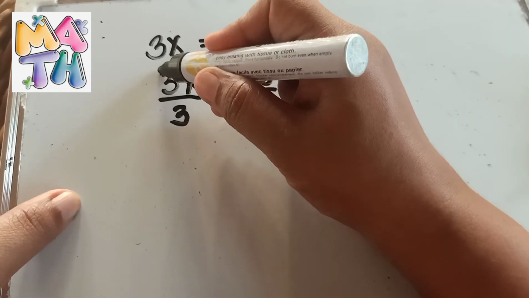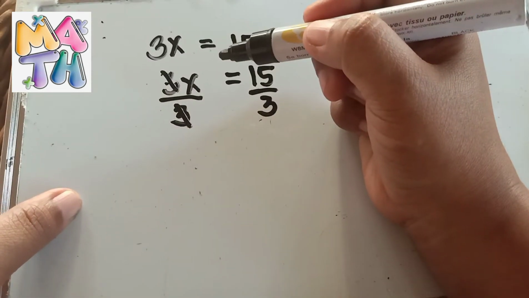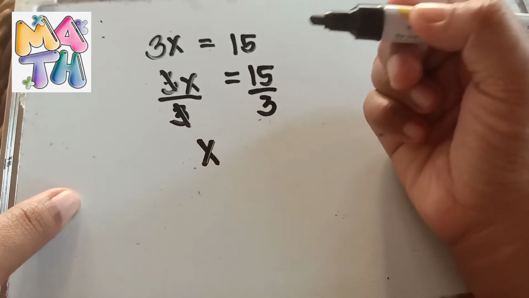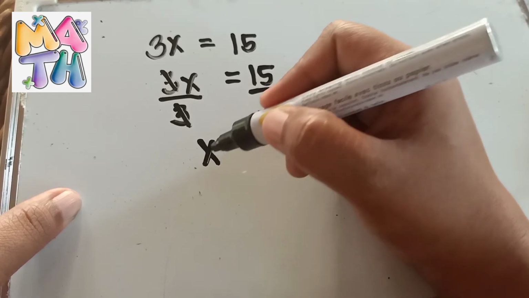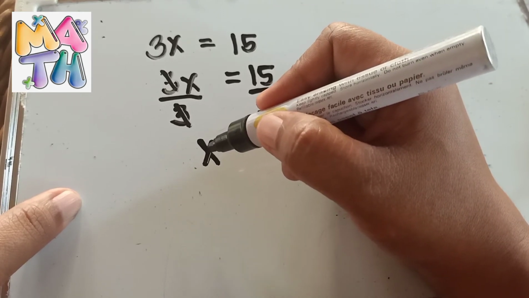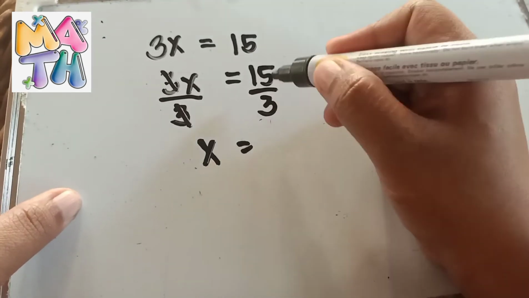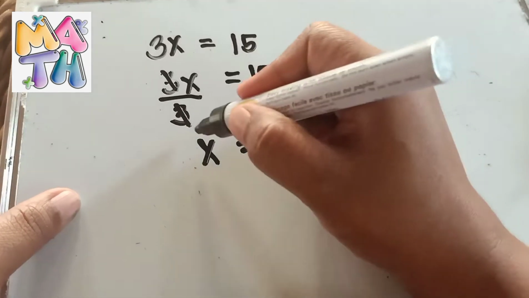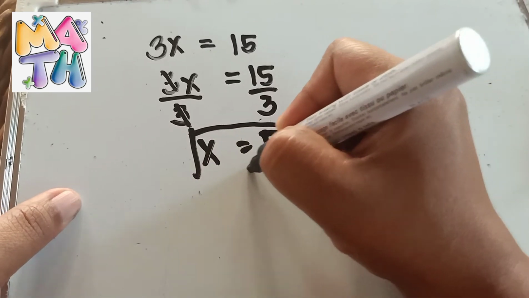3 divided by 3 is 1. That's why we canceled it. So, what is left is just x. It is 1x only, because we are going to find the value of x. Then 15 divided by 3 is 5. So x is equal to 5.